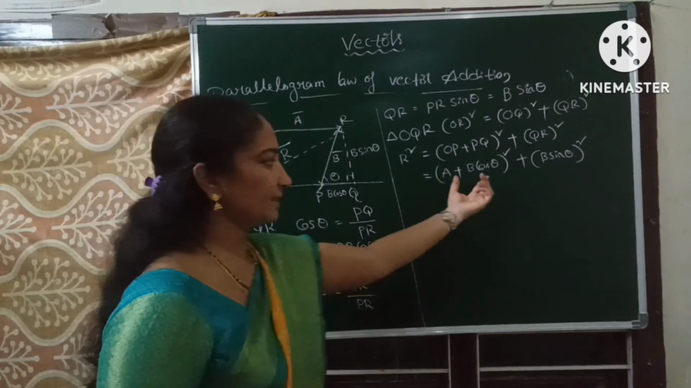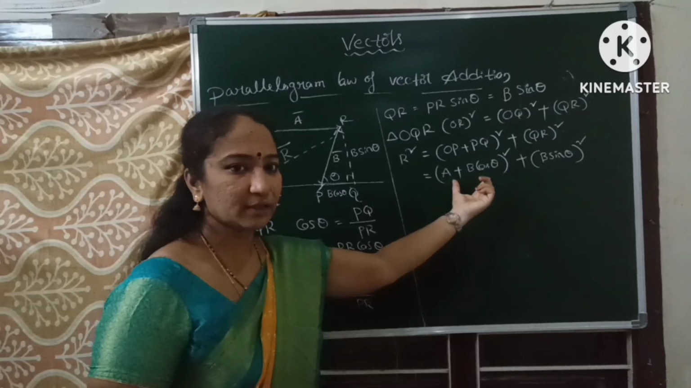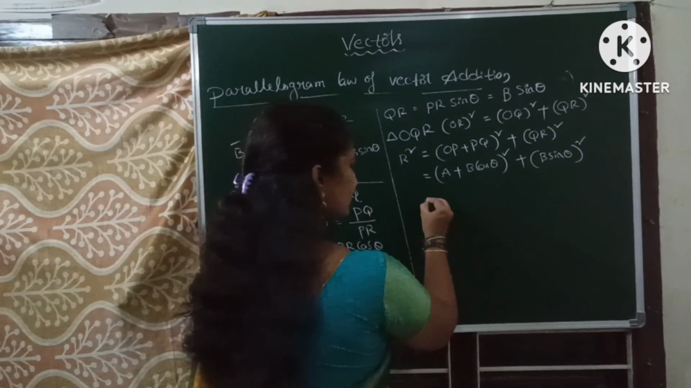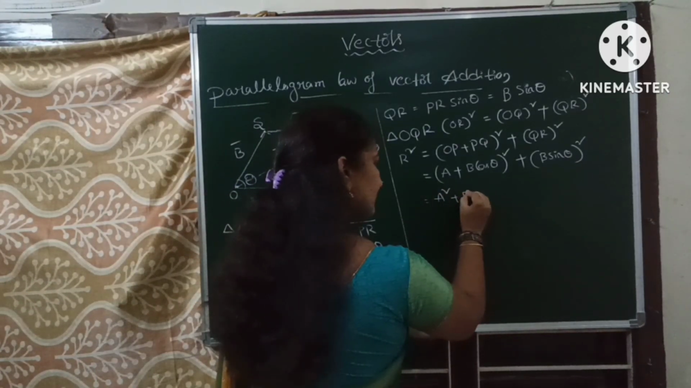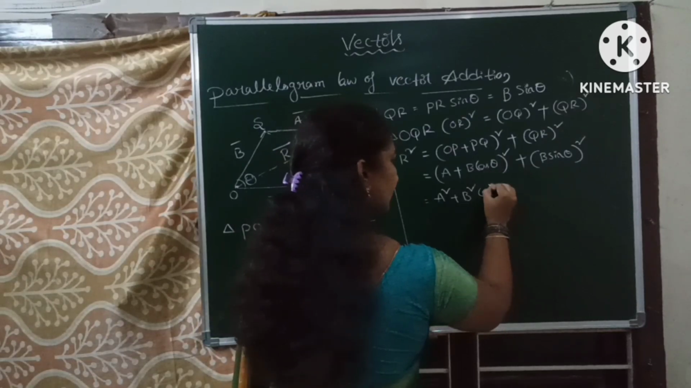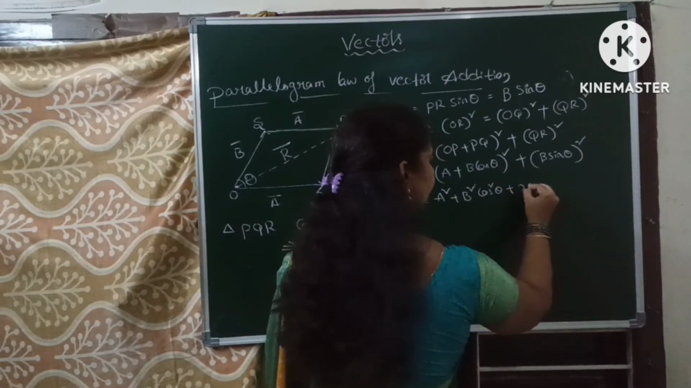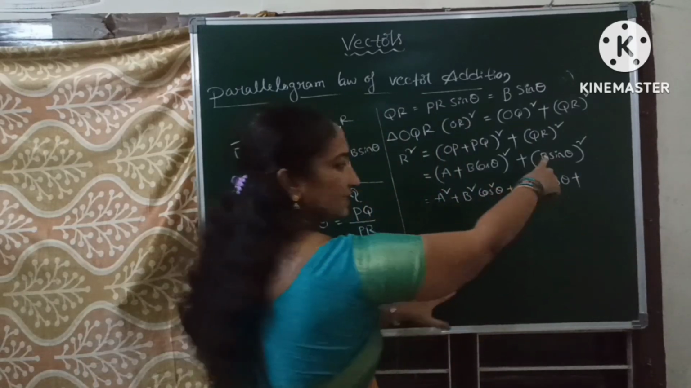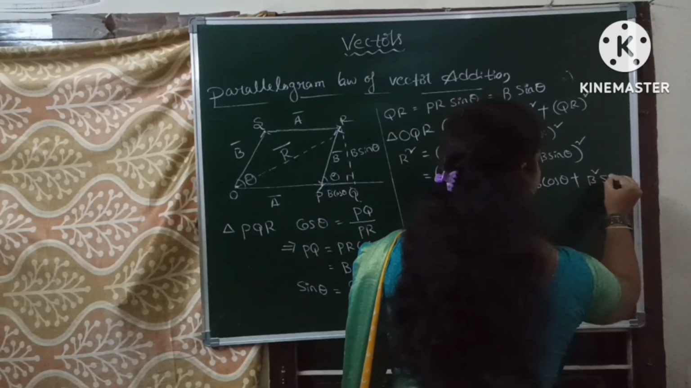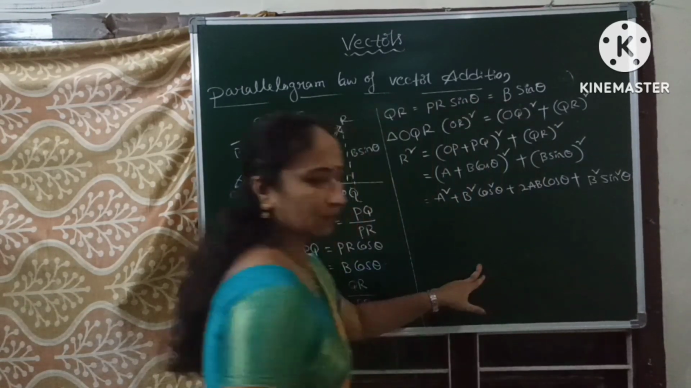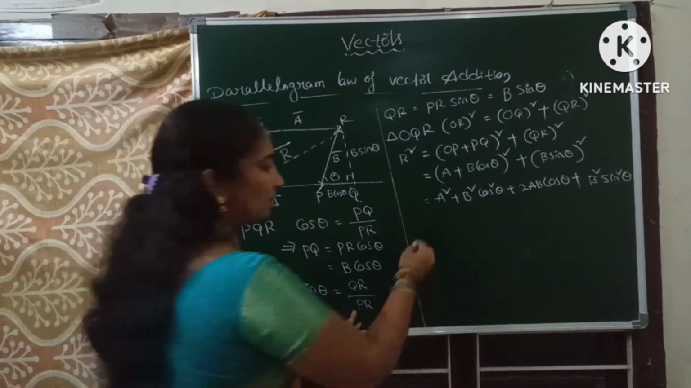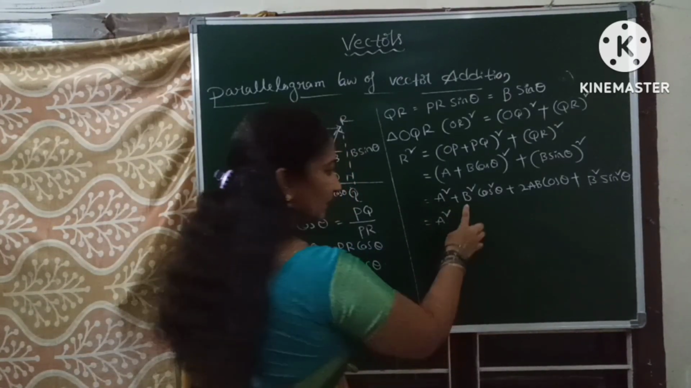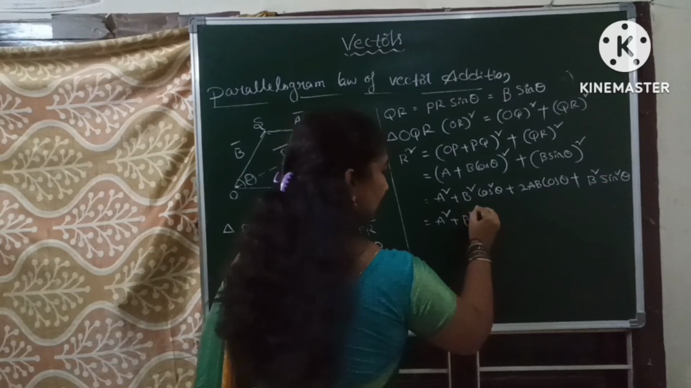Now simplify this. Apply the A plus B whole square formula, students. That is A square plus B square cos square theta plus 2AB cos theta plus finally B square sin square theta. Now take some terms here common. Say take B square as common.